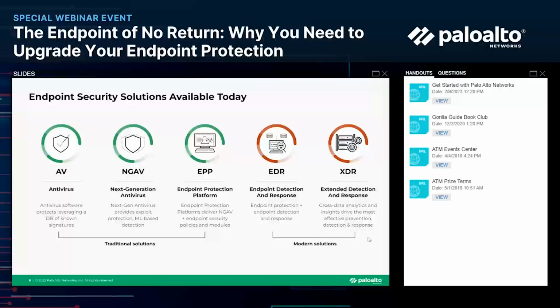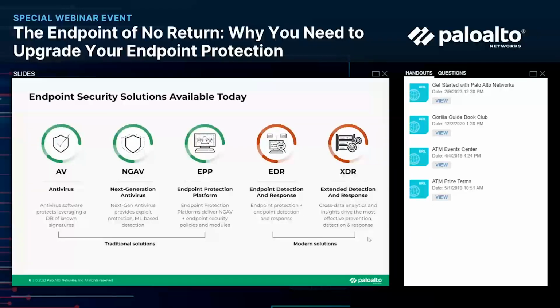Before I move on to talk about the real limits to legacy protection and what a solid strategy looks like, I want to quickly talk through the endpoint solutions that exist in the market today and some of the differences. So looking here on the left, antivirus software is really where endpoint protection got its start. It was first developed to scan files for malware in order to detect and remove computer viruses.